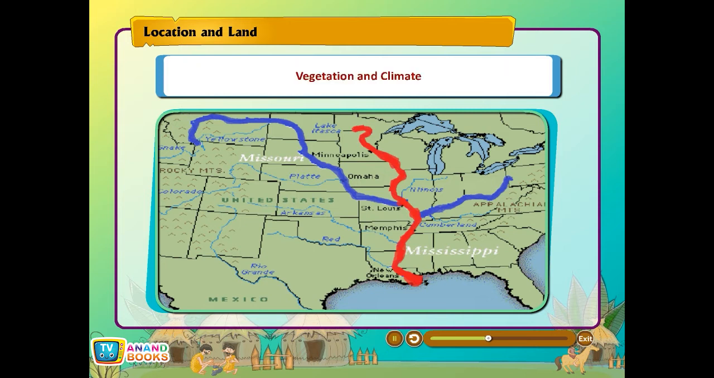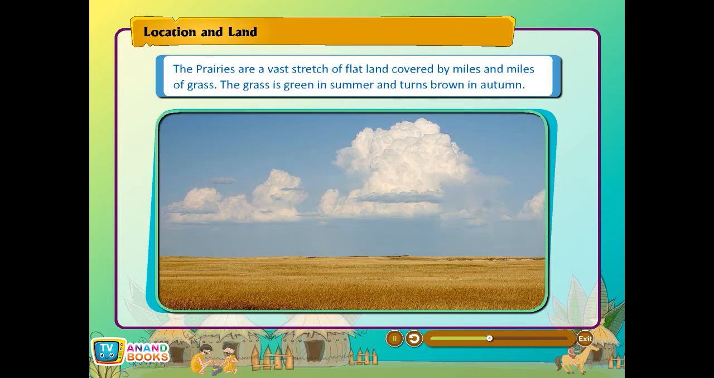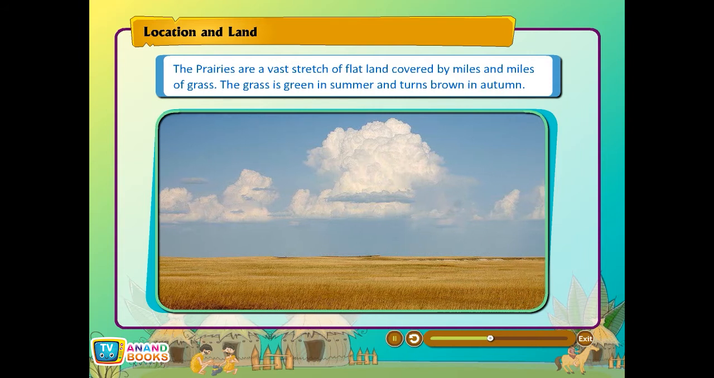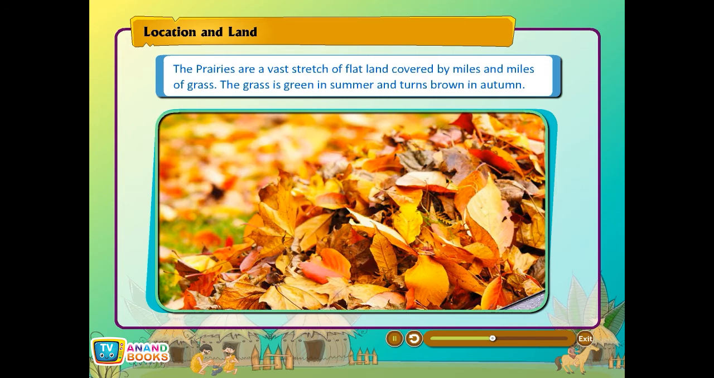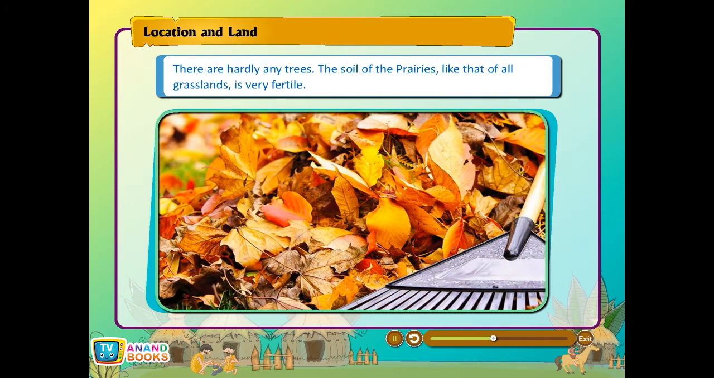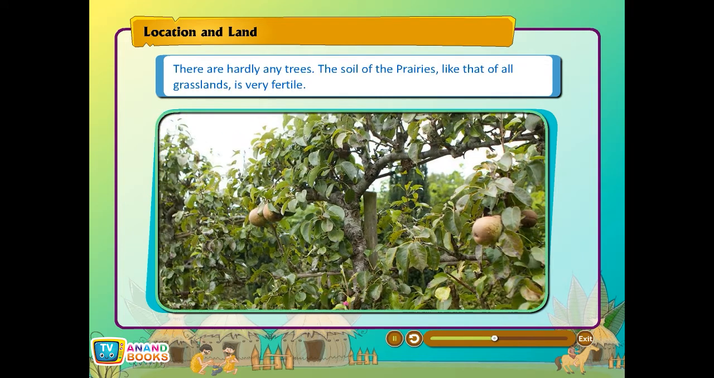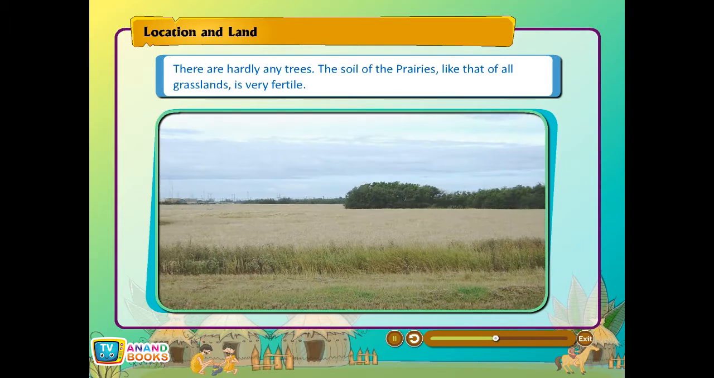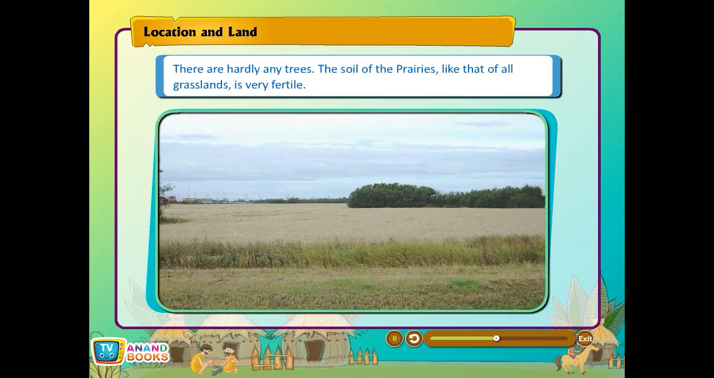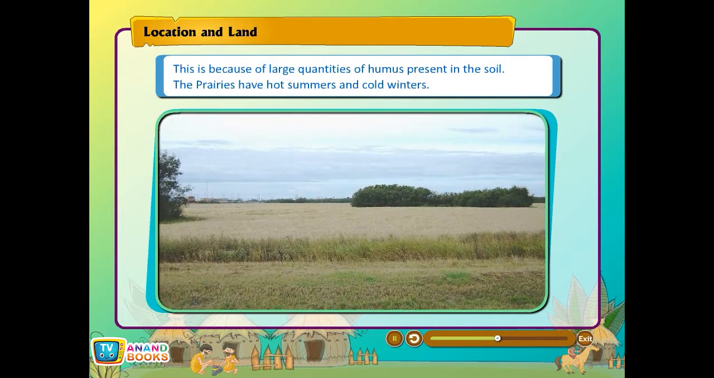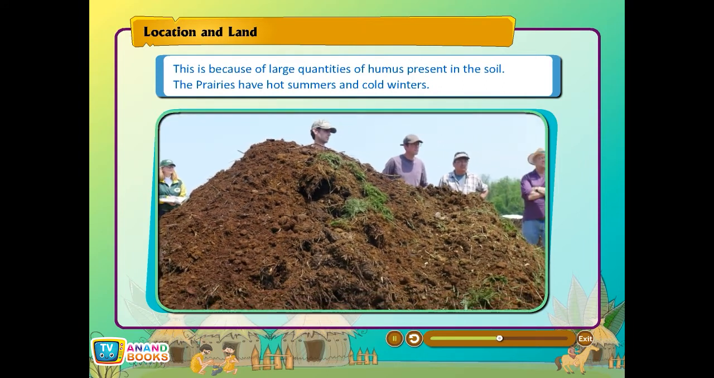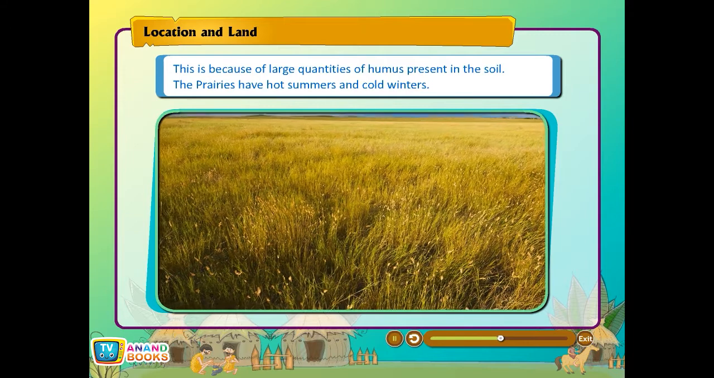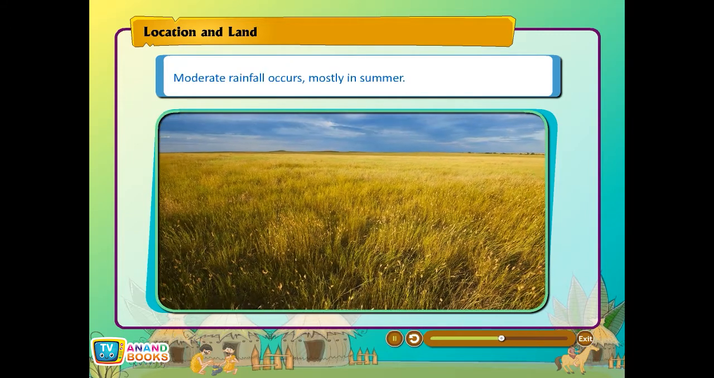Vegetation and climate. The prairies are a vast stretch of flat land covered by miles and miles of grass. The grass is green in summer and turns brown in autumn. There are hardly any trees. The soil of the prairies, like that of all grasslands, is very fertile. This is because of large quantities of humus present in the soil. The prairies have hot summers and cold winters. Moderate rainfall occurs.